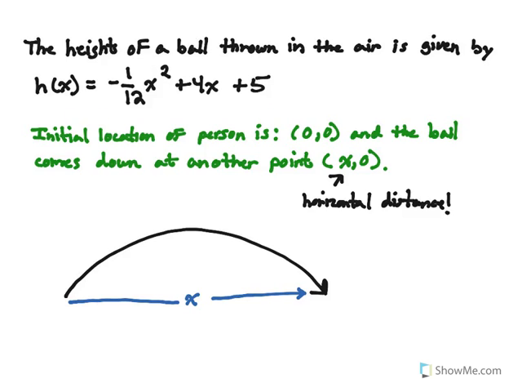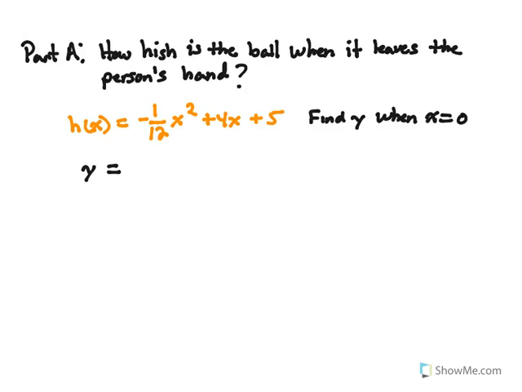Okay, and go back to the original slide here. You got to remember that this is (0, 0). So my x is going to be 0 in this case, and then it's going to land over here. It's going to travel a horizontal distance x, and the height is going to be 0 when it hits the ground. So basically, we're going to replace x with 0 in this equation.